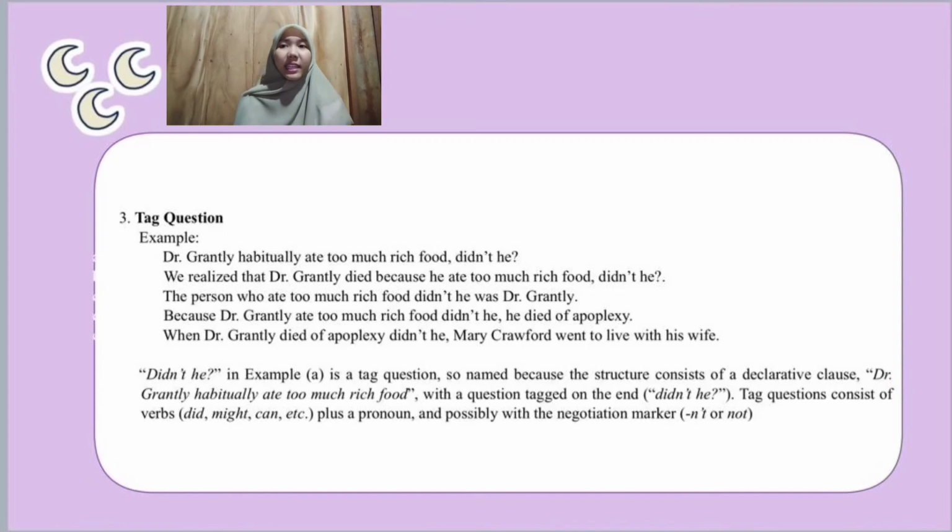Didn't he in example A is a tag question, so named because the structure consists of a declarative clause, Dr. Grantly habitually ate too much rich food, with a question tag on the end, didn't he? The question consists of a verb like did, might, can, etc., a pronoun, and possibly with the negation marker.